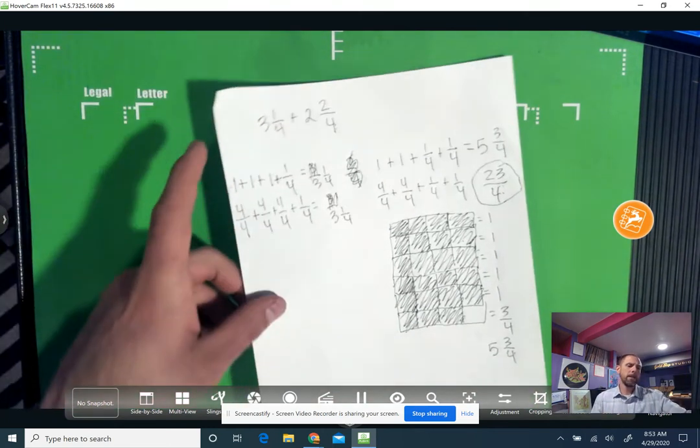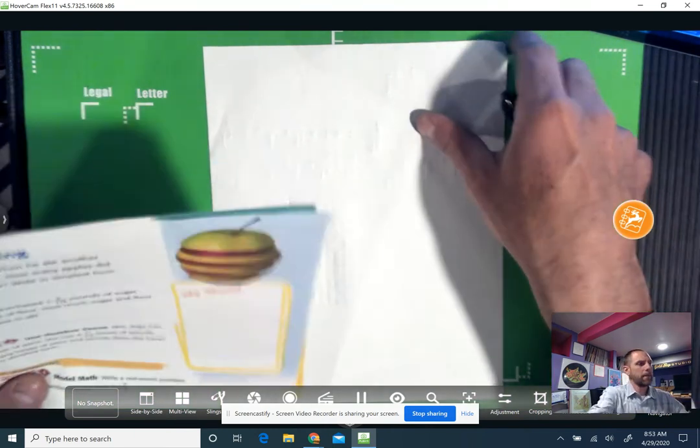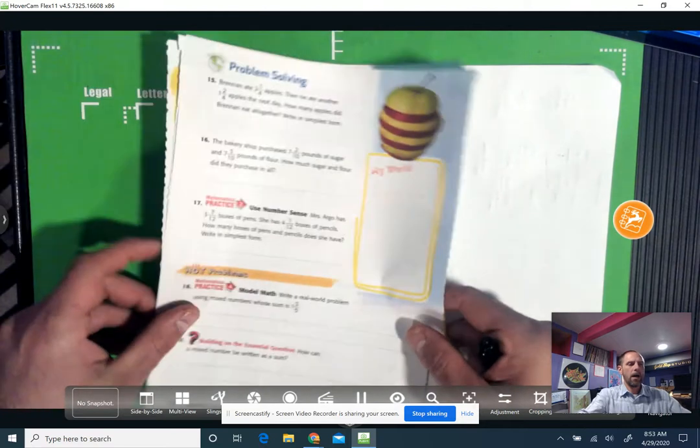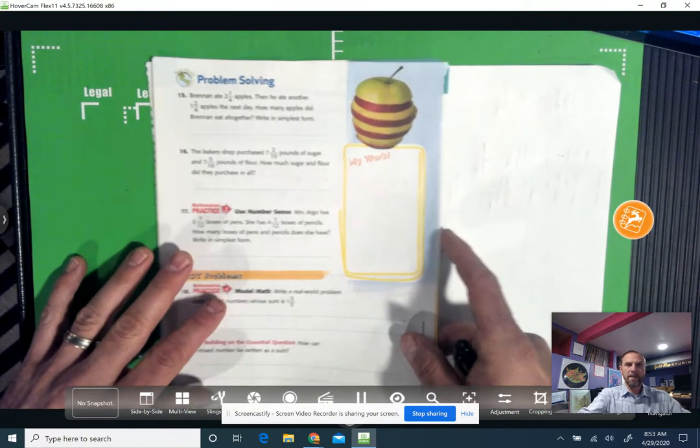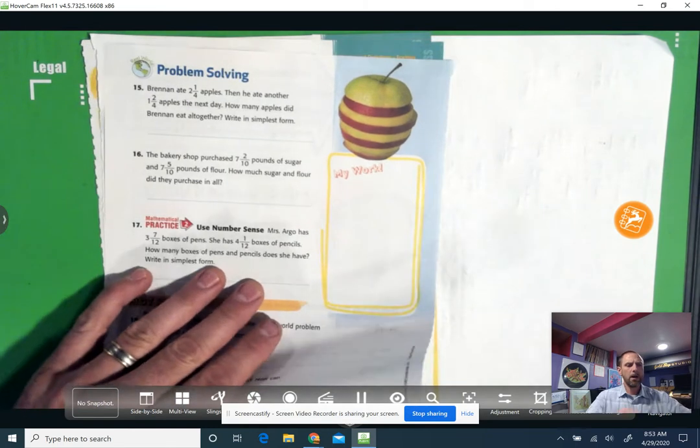So let's get to the lesson. I should say, let's get to some examples. Alrighty, let's take a look at word problem number 15. In fact, this will be the example that I do.